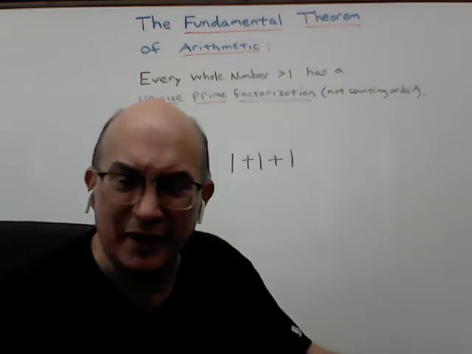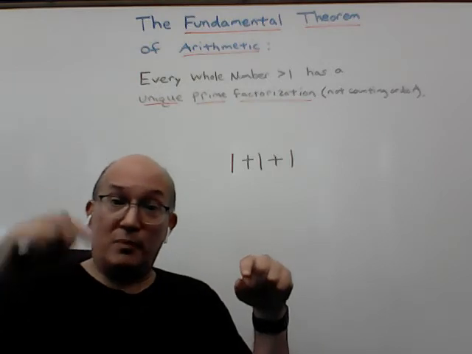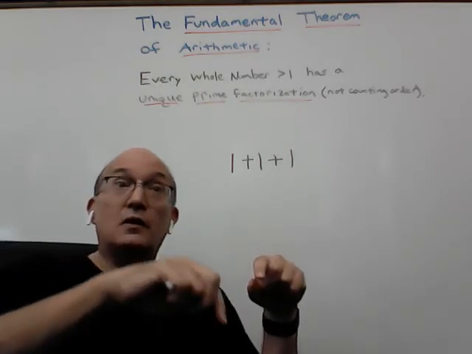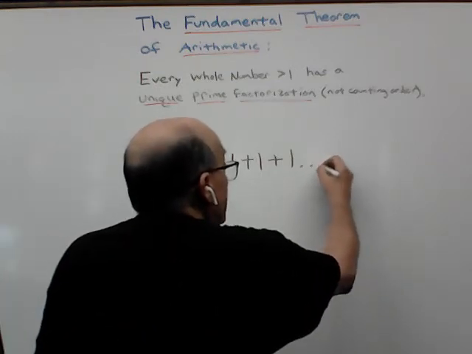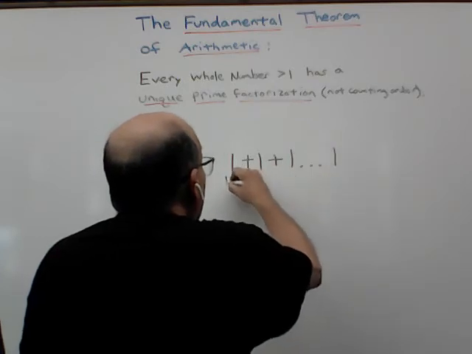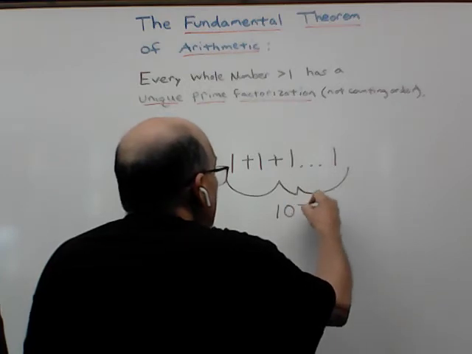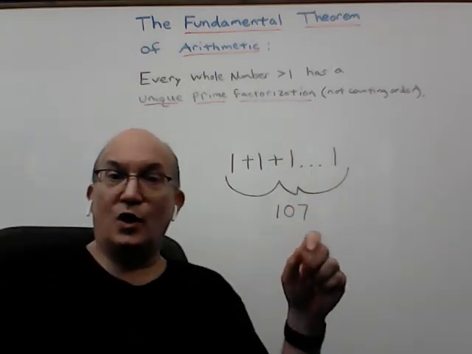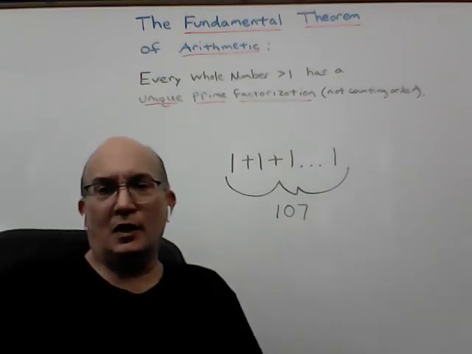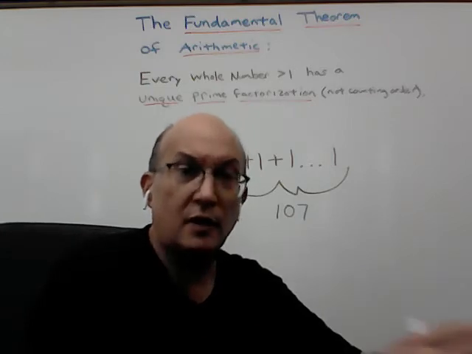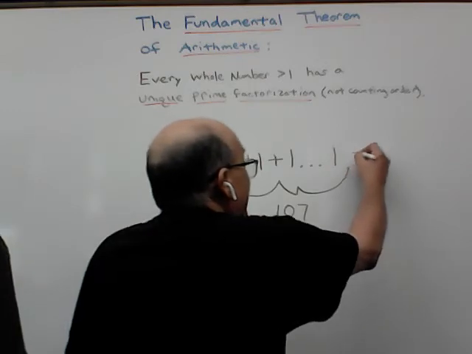You see how boring this is? But it's an important concept. Very obvious. Every whole number can be thought of as a sum of 1s. Let me indicate this sort of symbolically. Dot, dot, dot, 1. And let me put down here 107. What if we had 107 1s added together? 1 plus 1 plus 1 plus 1 plus 1, 107 of them. What would that be? Well, obviously it's 107, right?